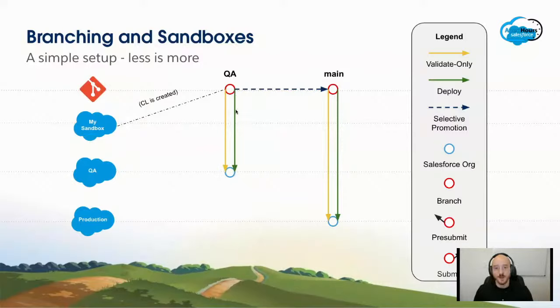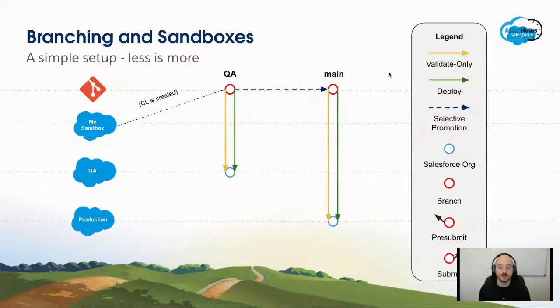So that's what I mean with the pre-submit job versus the deploy job. Pre-submit is in yellow, the deploy is in green. Then you're in the QA sandbox, you test the features, you get sign off, everything is all good. At some point, it comes time to promote those changes out of your QA sandbox and into prod.